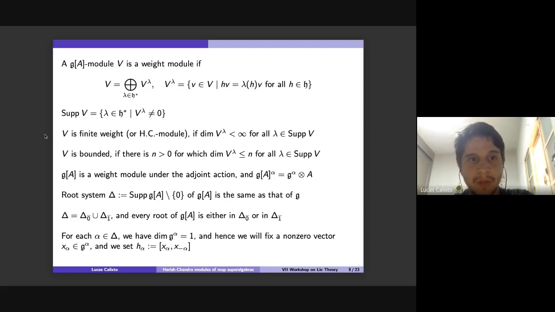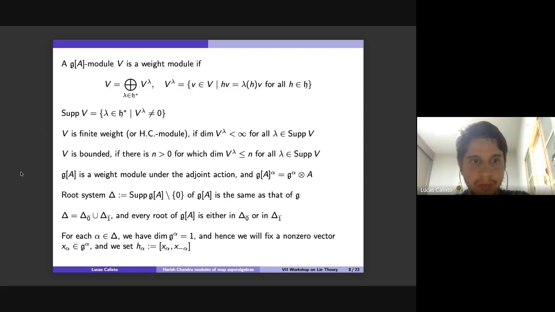We call V a finite weight module or a Harish-Chandra module. These are just two names for the same thing. V is a finite weight module if the dimension of every weight space is finite. Notice that I'm not saying that V is finite dimensional. I'm just asking for the dimension of the weight spaces to be finite. And actually, this is the most important case: V is infinite dimensional, but the dimensions of all these weight spaces are finite. We say that V is bounded if we can bound the dimension of every weight space by some number. In other words, if there is some positive number n for which the dimension of V lambda is less than or equal to n for every lambda in the support.